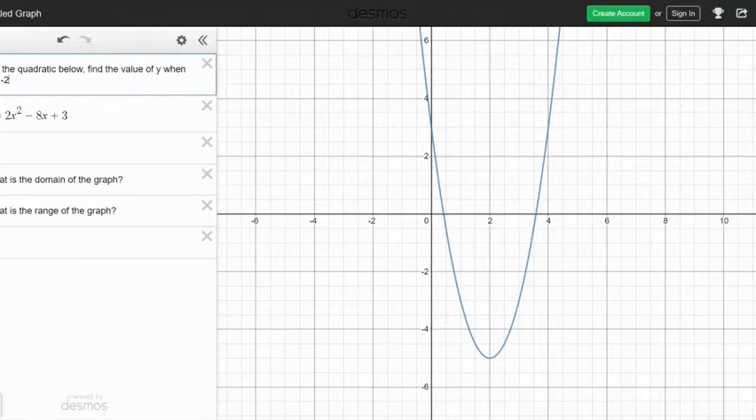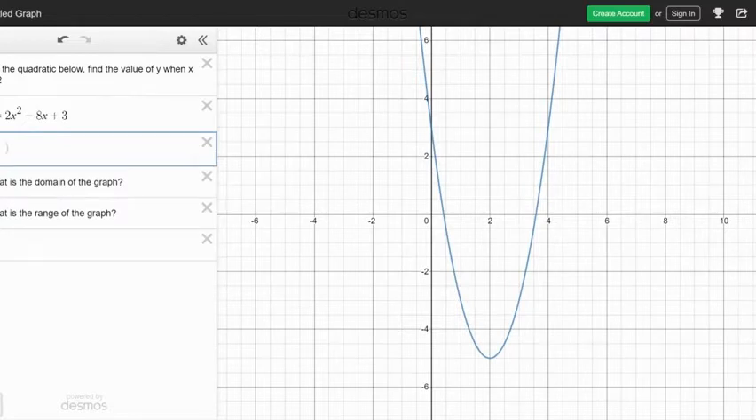So for our quadratic below, we want to find the y value when x is -2. So here's my equation, and notice it's graphed in blue over here on the right. If I want to find the y value when x is -2, I'm going to replace all the x's in my equation with -2. So I'm going to type 2 times -2.